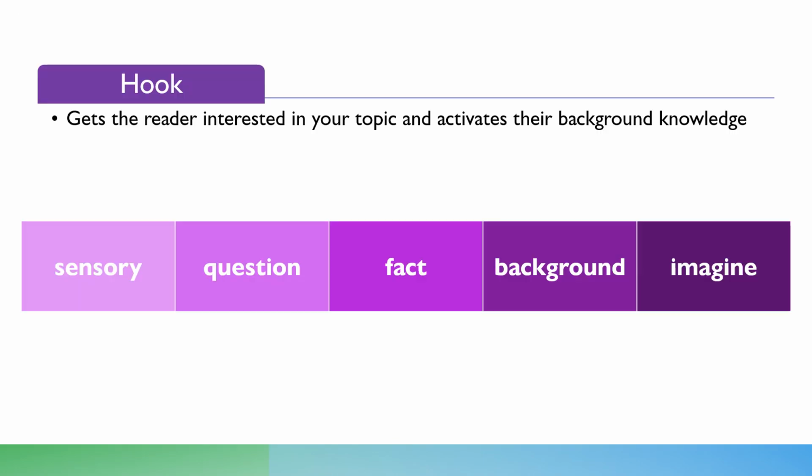An introduction starts with the hook, and like I said earlier, the goal of a hook is to get the reader interested in your topic, in other words, to make them want to read your writing, and to activate their background knowledge, to get them thinking about what they already know. And there are 5 different strategies we're going to be exploring today. That doesn't mean these are the only strategies, but these are 5 go-to strategies that you can use for lots of different types of writing. Let's explore each one in detail.